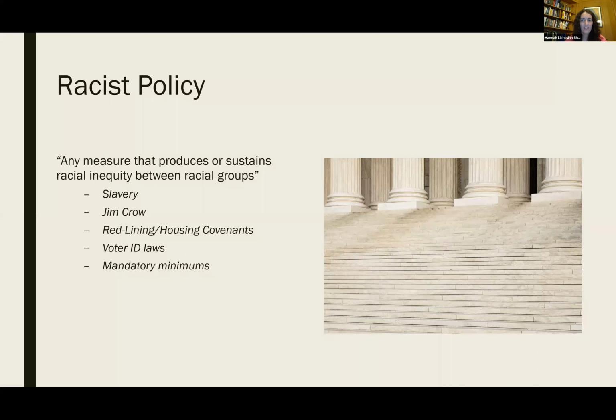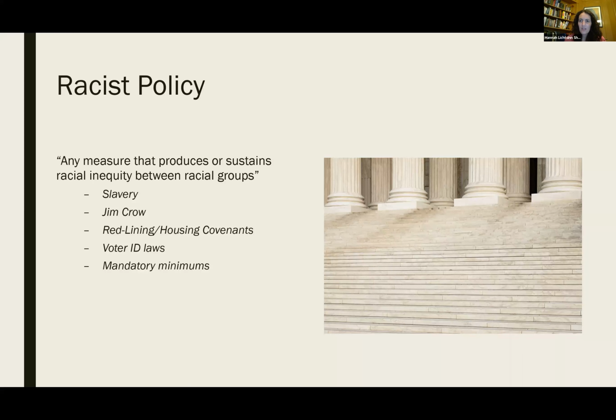So there are some obvious ones. You look at slavery. Yes, obviously a racist policy. The Jim Crow rules in the South. Yes, obviously racist policies. People didn't have access to restaurants, schools, public facilities. Redlining and housing covenants. We're going to spend some time talking about housing policy, specifically in Minnesota. And those are racist policies, saying that people who are Black can't buy a house in a certain area. Obviously racist.